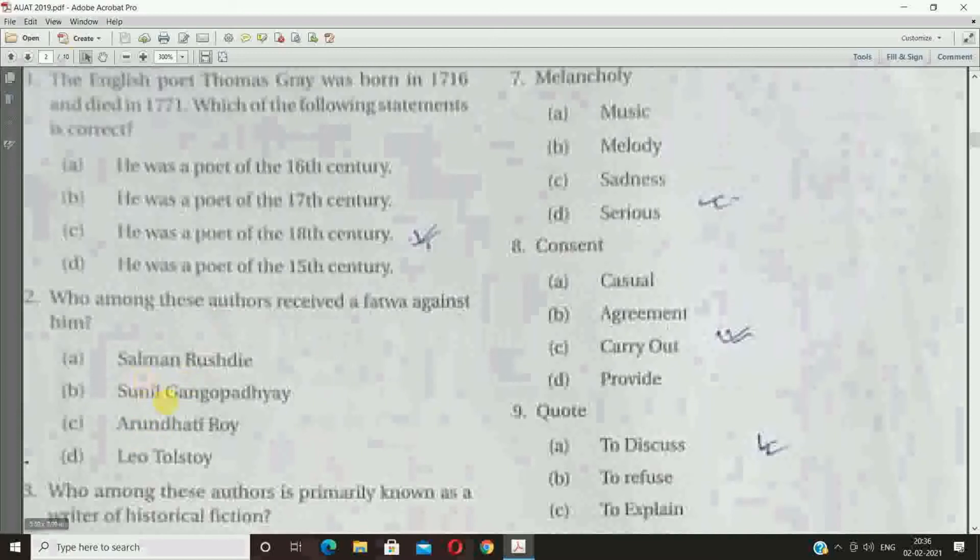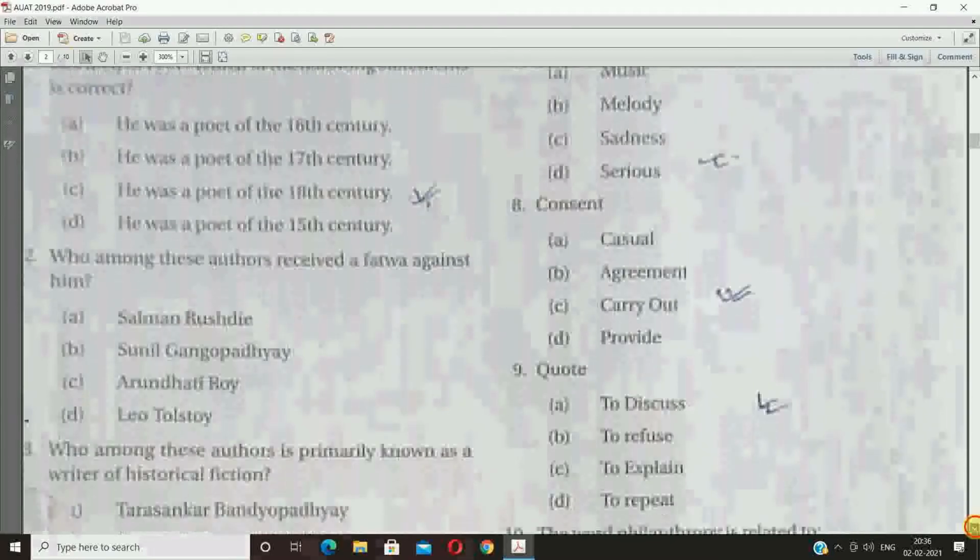A fatwa is basically issued in an Islamic regime, an Islamic country. Here you see that from the names of these writers you can guess that B, C, D, these 3 writers do not seem to be Muslim from their names. From the name you can at least guess whether it is a Muslim name or not. But Salman Rushdie is a Muslim name, and he's a writer, a Pakistani writer. So it's obvious that a fatwa would be issued against him, and it was issued. In this way you can answer a lot of questions.